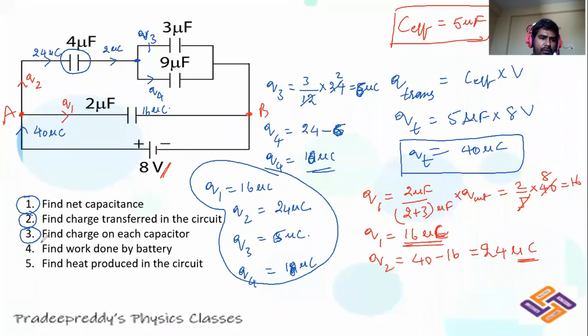Now you should find out question number 4. What is it? Find the work done by the battery. Now you should find out the net work done by the battery. I'm just erasing all of these. Remember the values which we have solved in this problem.